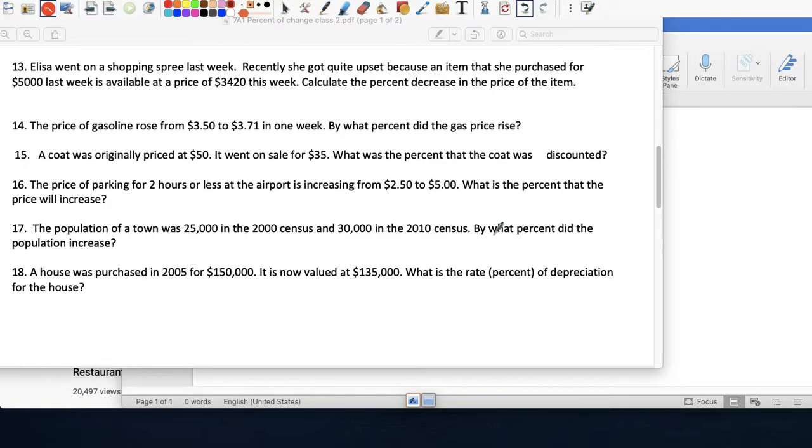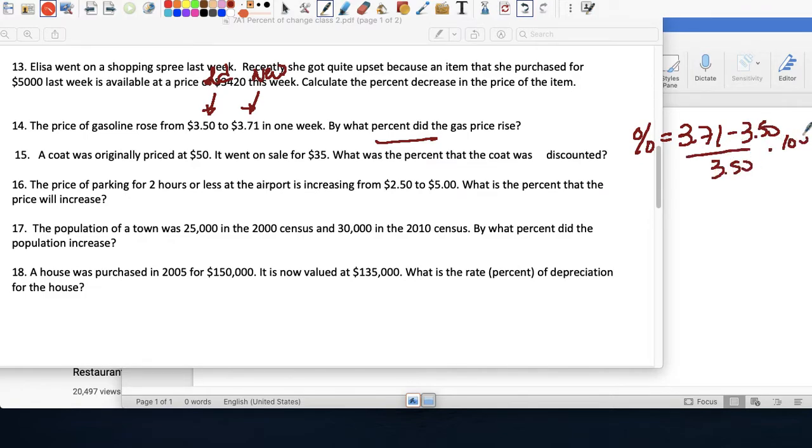That's the same thing. So the gasoline price rose from 350 to 371. So this is the new one, and this is the old. By what percent did the price increase? So it's 371 minus 350 over 350 times 100.